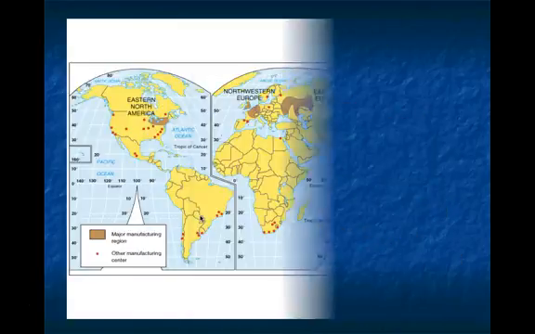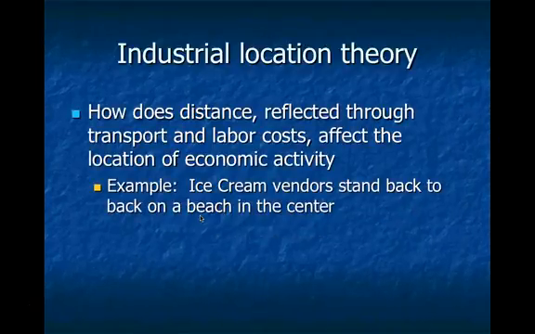The main thing I want to look at is something that is called the industrial location theory. And the industrial location theory says, much like people grow things in certain ways, aka the von Thunen model, the industrial location theory says people make things in a certain way. And why do they make things a certain way? Well, because distance is reflected through transportation and labor costs, and that affects where it is made.